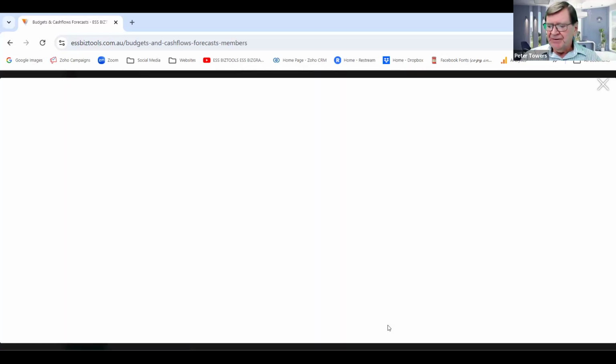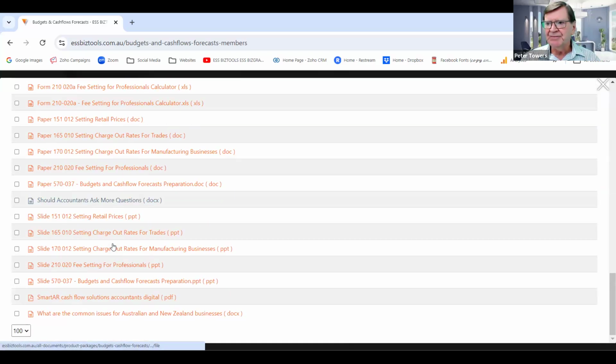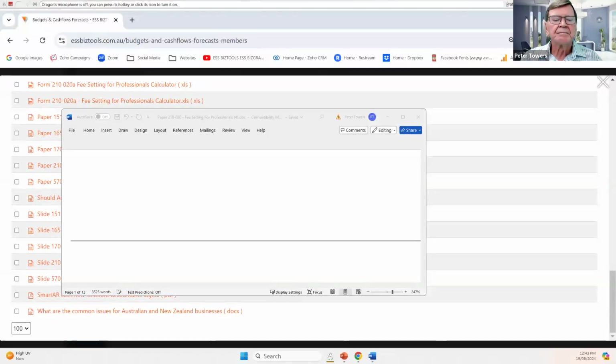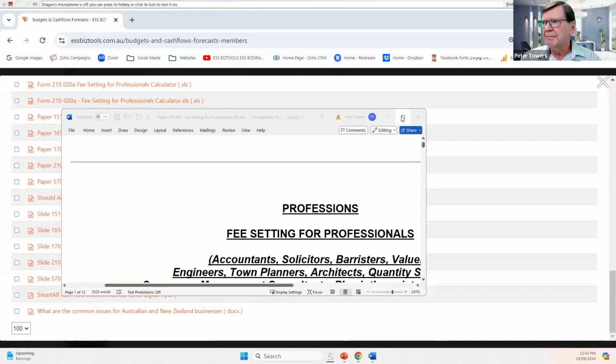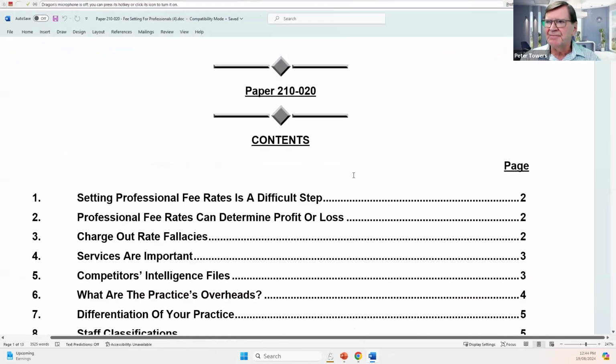We'll go to the bottom. We'll just download that content. And I'm just going to go through here and first of all find the paper, which is paper 210-020, fee setting for professionals. So we're going to bring that up. So this is the paper, setting charge, fee setting for professionals.